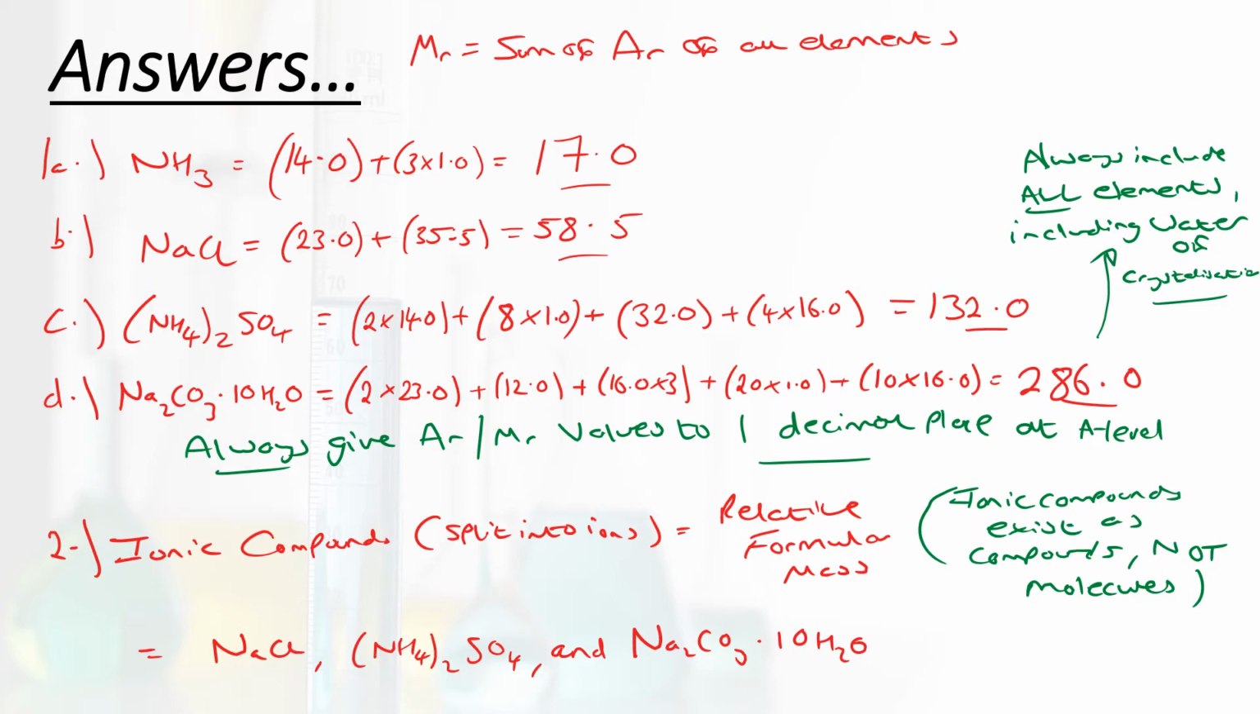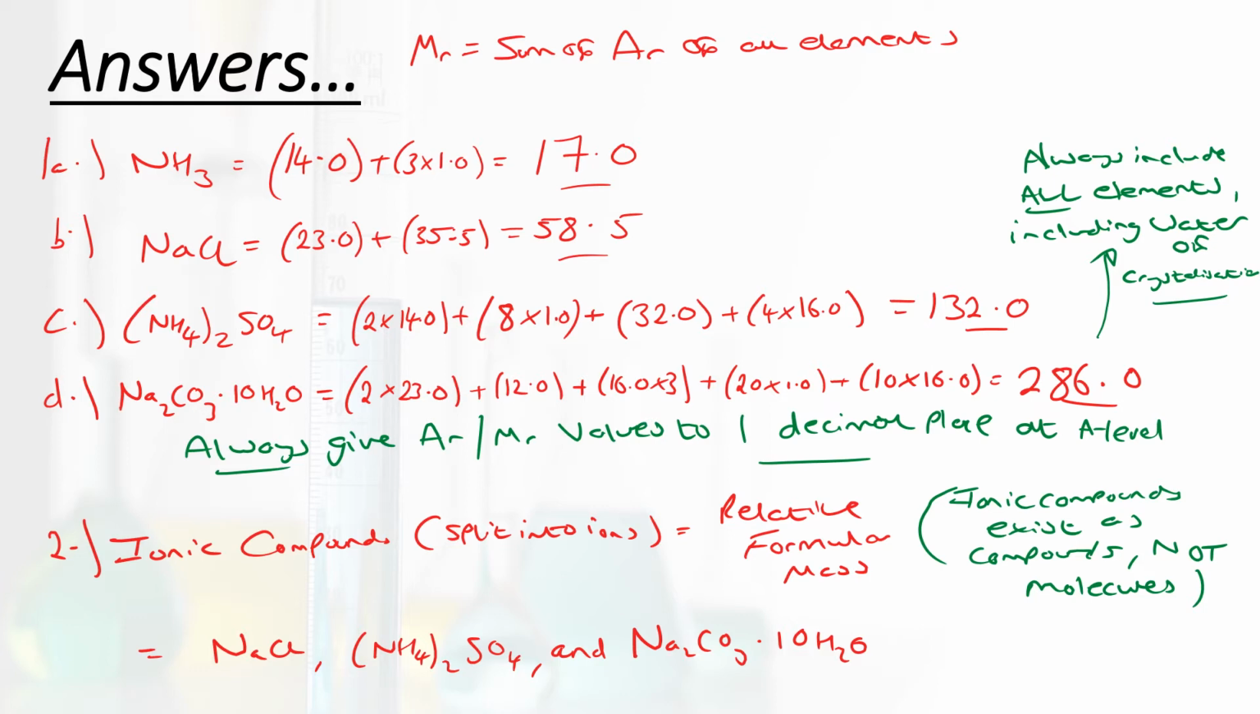So first of all, ammonia, NH3, so we have nitrogen, the atomic mass is 14, and we have hydrogen, but we have 3 hydrogens, so we need to do 3 times the atomic mass of hydrogen, which is 1, and that gives us our answer of 17. Now if you look on the periodic table, you'll see that your atomic mass is given to 1 decimal place. For example, nitrogen is 14.0, carbon is 12.0, chlorine is 35.5, and because it's given to 1 decimal place, we have to give our Mr values to 1 decimal place as well. So the answer for ammonia is 17.0.